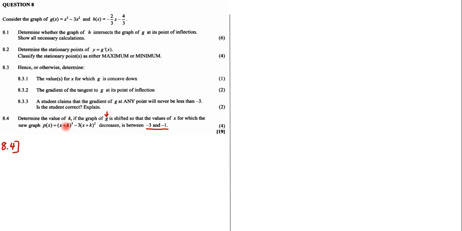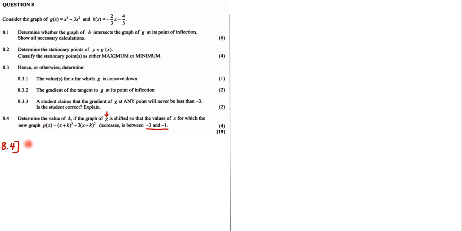Now they say we need to calculate the value of k. How are we going to do this? In order for us to do this, we first need to ask ourselves, where is our graph of g decreasing, generally before it was shifted? Where was it actually decreasing?